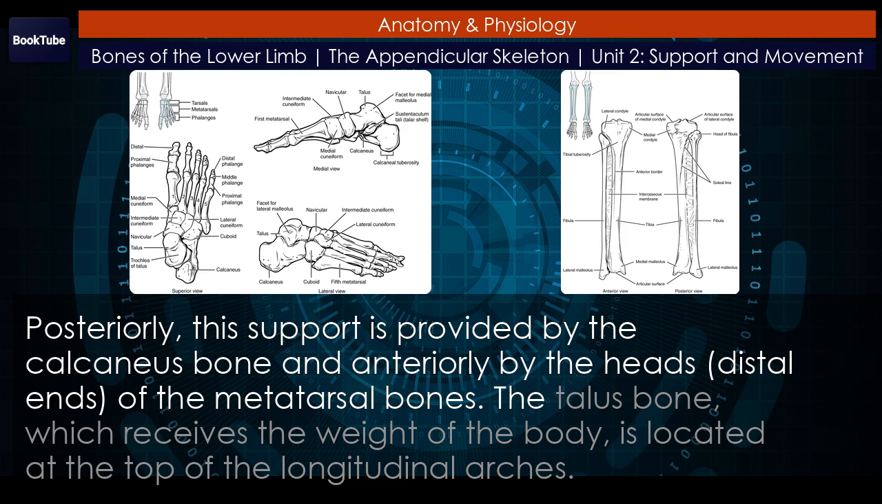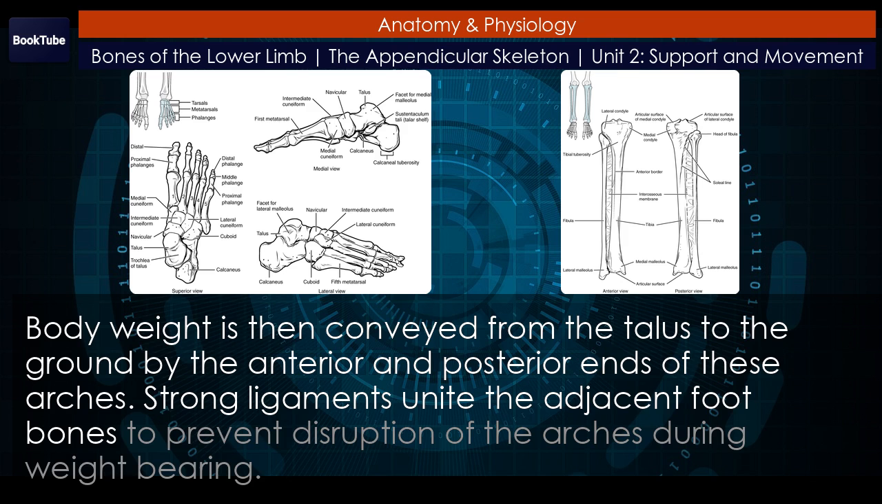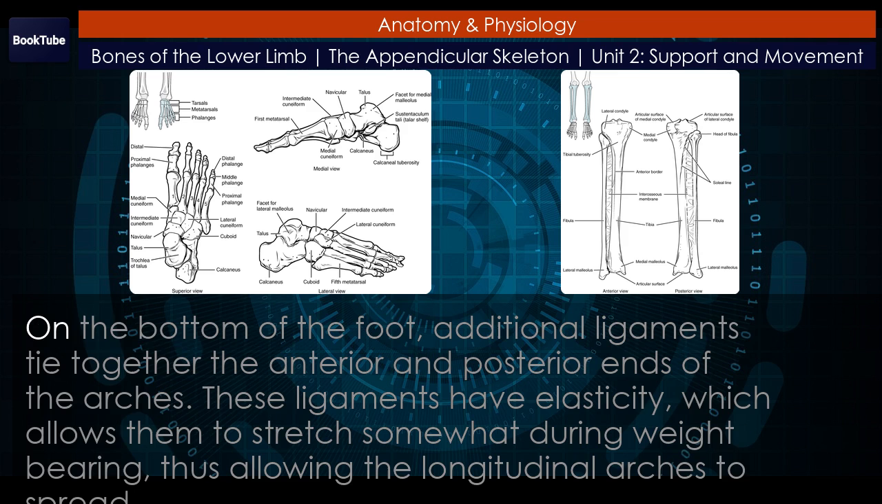of the metatarsal bones. The talus bone, which receives the weight of the body, is located at the top of the longitudinal arches. Body weight is then conveyed from the talus to the ground by the anterior and posterior ends of these arches. Strong ligaments unite the adjacent foot bones to prevent disruption of the arches during weight bearing. On the bottom of the foot, additional ligaments tie together the anterior and posterior ends of the arches.